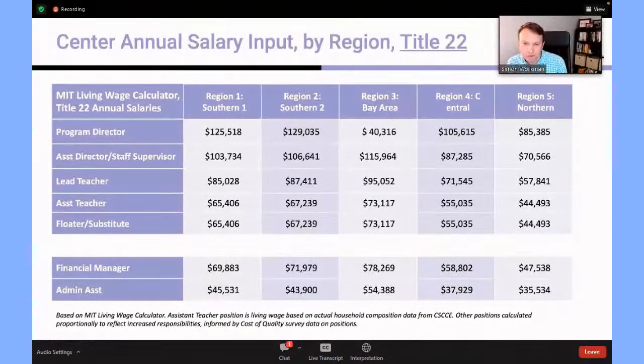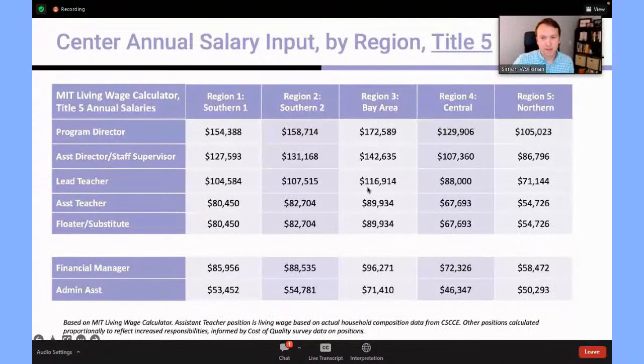It should be 140,316. Just check that in the database. So we'll get it updated before the deck goes out to everyone.